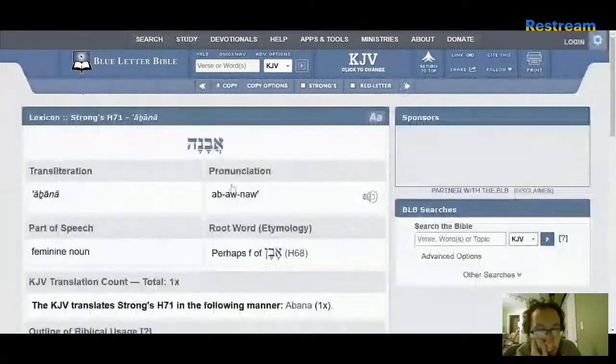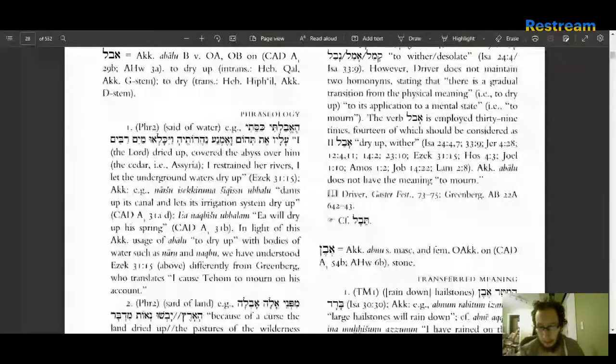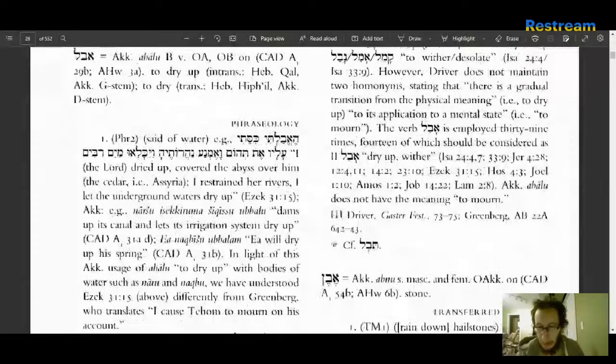But let's see what we got here. All right, well, before I move on, I forgot, we have to look in the Akkadian book right here. So let's zoom in for you guys.